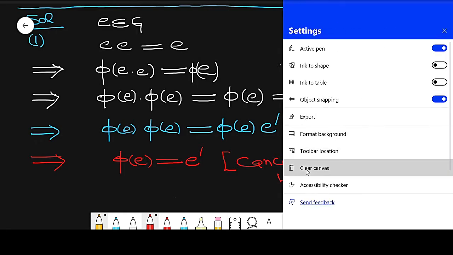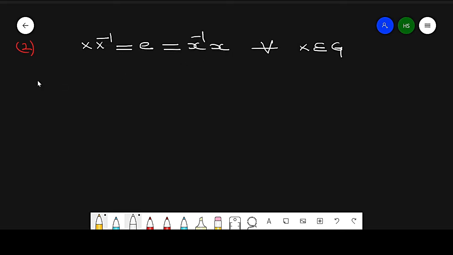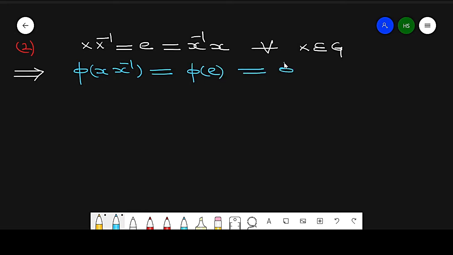Now the second part again. So what is the second part? The second part is phi of x inverse equals the inverse of phi x. Now we know that since G is a group and a group has inverse elements, x into x inverse, which is the identity, is equal to x inverse into x. Now it implies, taking phi map on both sides, phi of x into x inverse is equal to phi of E, and again equal to phi of x inverse into x.